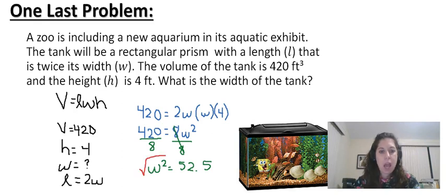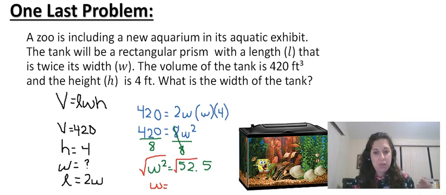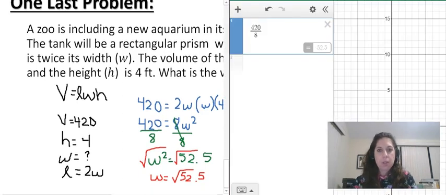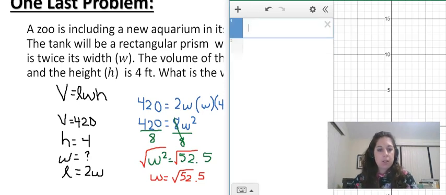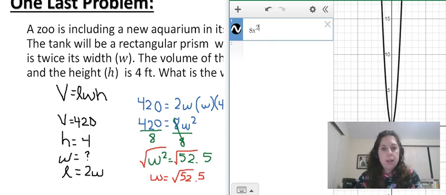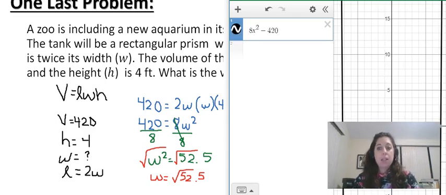So this is one where it's not going to come out even. Now, remember, this was a real world example. I can't have a negative W. So my final answer would just be the square root of 52.5. Let's go ahead though. Let's use our calculator, and let's maybe graphing it was a better choice. So let's see. It would be 8x squared minus 420. Remember, I put minus 420 because I have to get my equation equal to 0. So I just move that 420 to the other side.